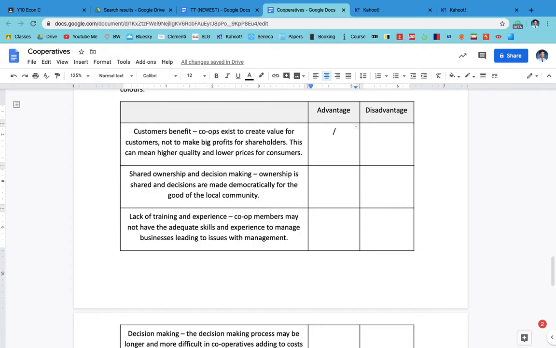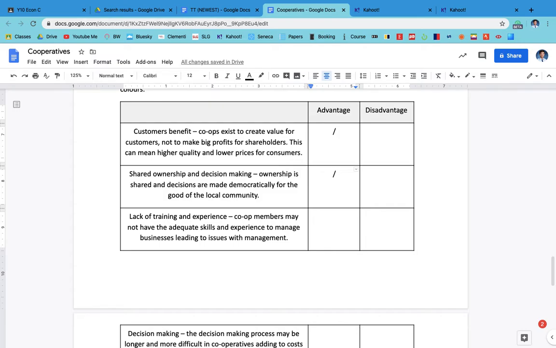Shared ownership and decision making. Ownership is shared. Shared decision making for the good of the community. So that's an advantage. Okay, it could have been a disadvantage because you're talking about slower decision making possibly. But remember, if you're a member in the cooperative, then you have a right to attend meetings and one member, one vote on major decisions. Okay, so it's a democratically run business.